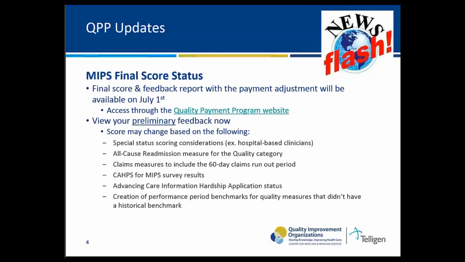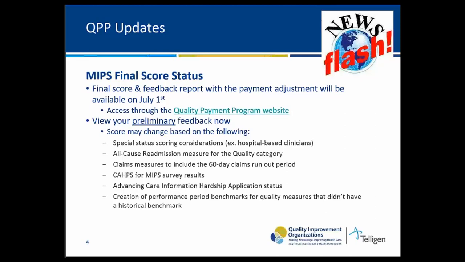So next newsflash is CMS is in the process of calculating the MIPS Final Score and payment adjustment based on your last submission or submission update. Your final score and feedback report with the payment adjustment will be available around July 1st through the Quality Payment Program website. You can sign in to view your preliminary feedback report between now through that June 30th or sometime around that date when the final report will be available.